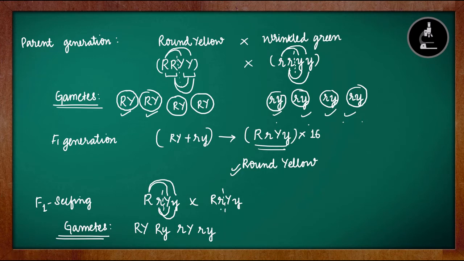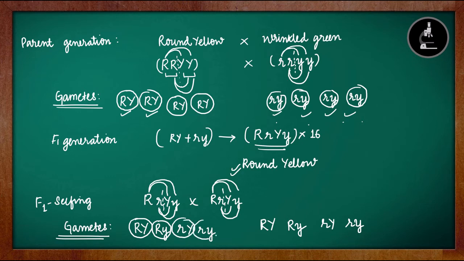Here also if we do, we will get the same because the genotype is same. Still, we will do it once and see for better clarity. This one can go with this as well as this. So it will be capital R, capital Y and capital R, small y. Next, the second allele. This can be with this and this can also be with this. So small r, capital Y, small r, small y. So these are the possible gametes: capital R, capital Y, capital R, small y, small r, capital Y, small r, small y.